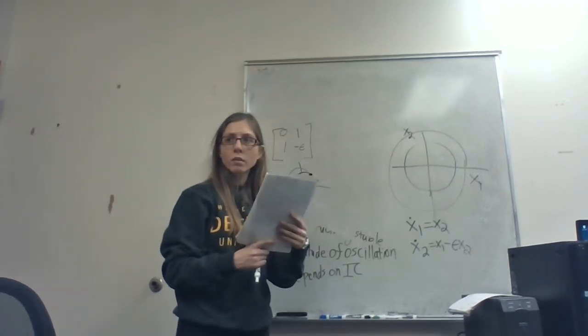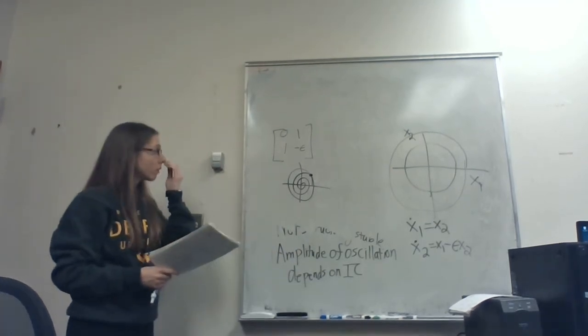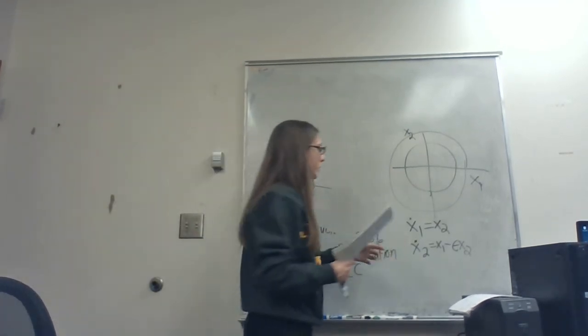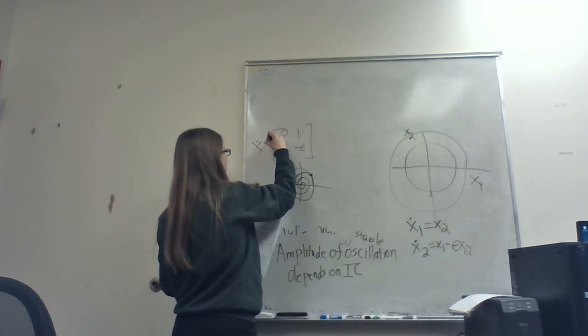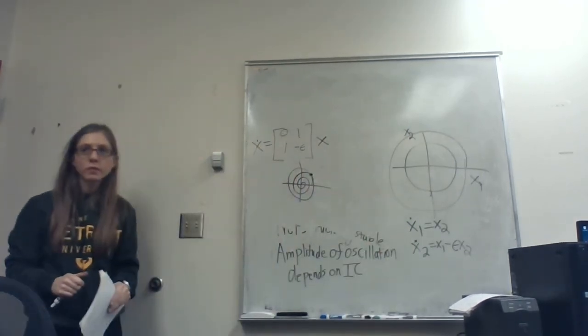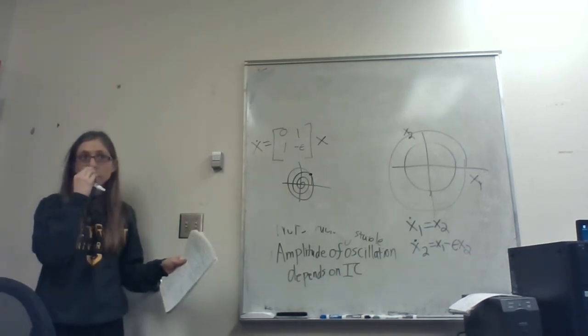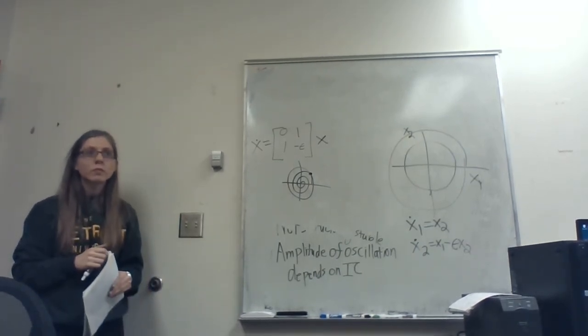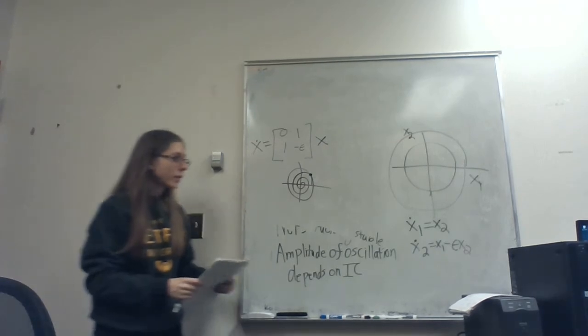I just don't really get where you get that matrix from. Oh, good question. So this is x dot equals this x. Okay. So that came from this. Good question. This epsilon we can think is a small disturbance. Yeah, exactly. That's exactly true.